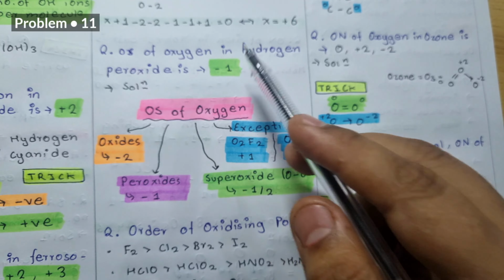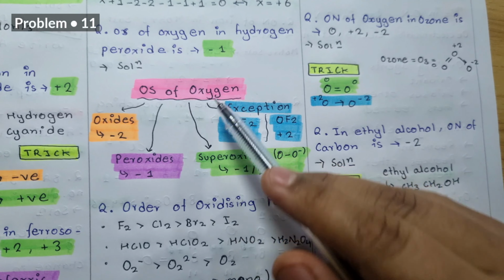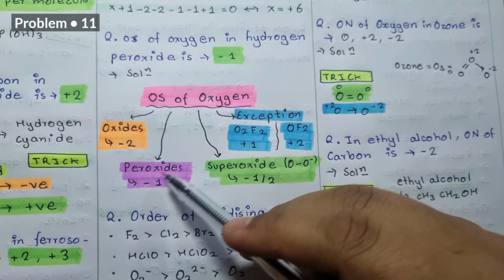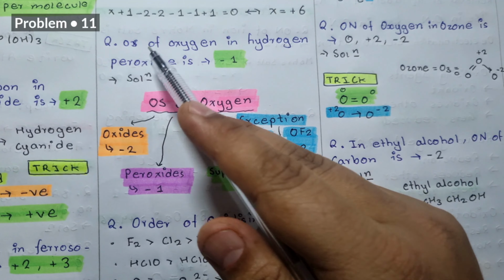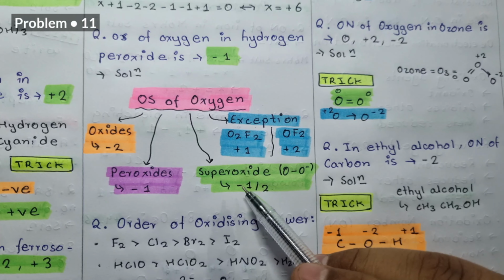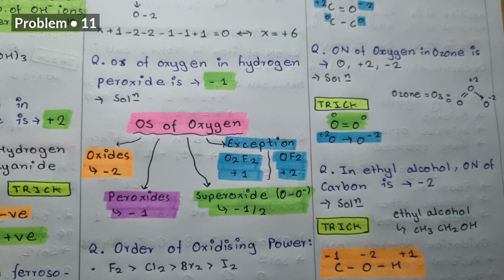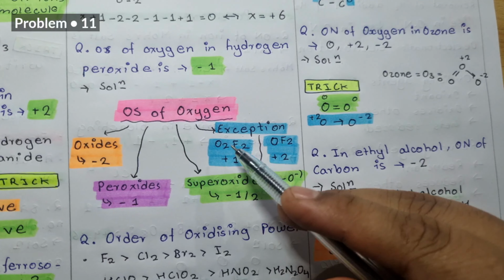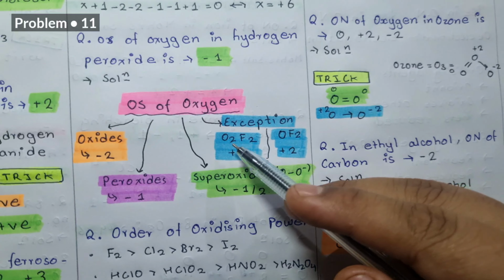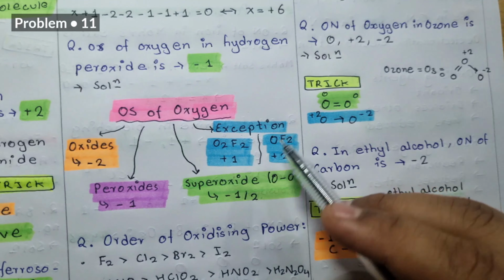Oxidation state of oxygen in hydrogen peroxide is, now first understand the oxidation state of oxygen. For oxide, the oxidation state of oxygen is always negative 2. For peroxide it is always negative 1. That's why the oxidation state of oxygen in hydrogen peroxide is negative 1. For superoxide it is always negative half. And here are some exceptions, as fluorine cannot be oxidized even by the strongest oxidizing agent. It always has negative 1 oxidation state. That's why the oxidation state of oxygen in O2F2 is positive 1 and in OF2 is positive 2.